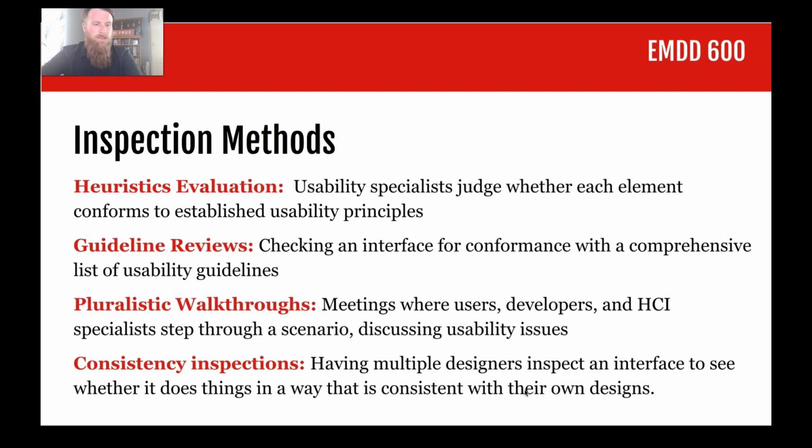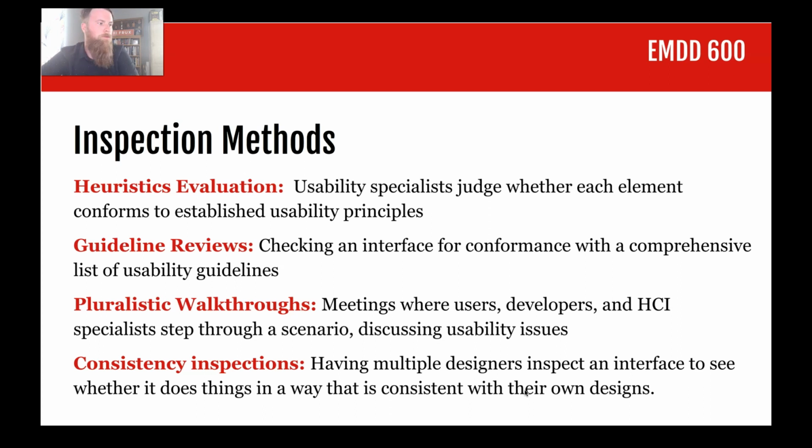A few inspection methods, and again, I don't think it's worth getting too deep in the weeds on all of these things, because we're going to do each of these in depth to some degree. But heuristics, so methods by usability specialists that judge whether each element conforms to some established principles. Guideline reviews, so things like accessibility guidelines and being able to provide users of all different sorts with the ability to access your content. Does it conform with those guidelines?